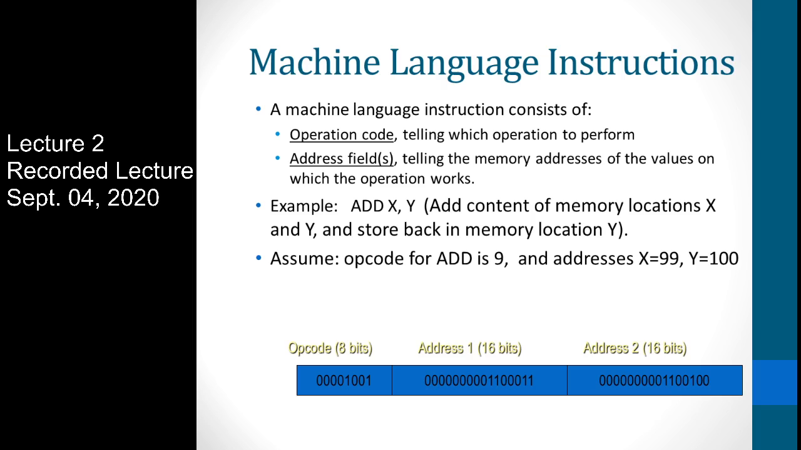So, for example, 99 tsaka 100. X is equals 99, y is equals 100. Yun yung mga addresses na pupuntahan niya. So, kukunin niya yung opcode. Opcode is the operation. Address 1 and address 2 are the data na kailangan niyang i-execute. So, kung add, i-a-add niya yung dalawang number na nandun sa address na yon. Yun ang ipe-perform niya.